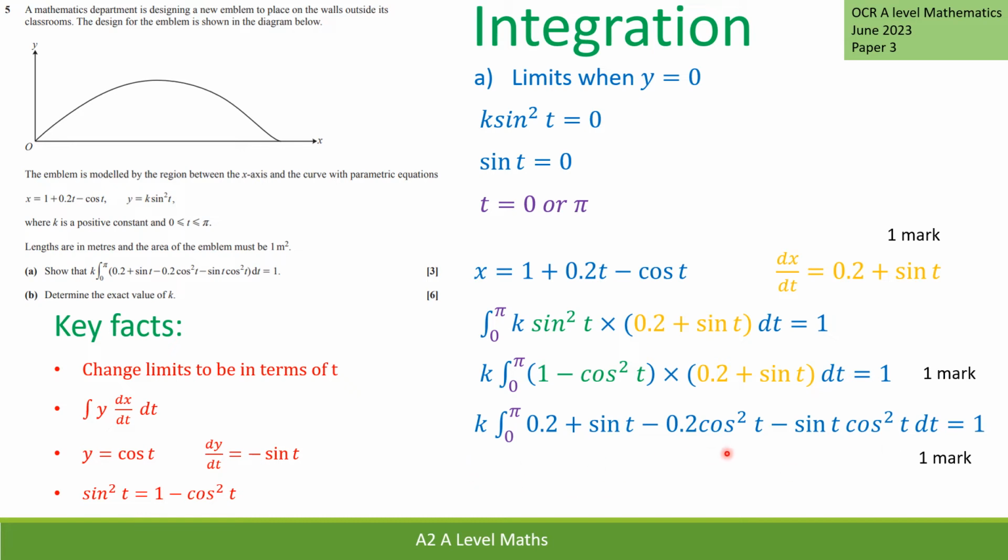And you can see from here, this is my third mark. You just need to identify that you've shown what you're trying to work out. So if you look at the question here, this is exactly the same: the integral of 0.2 plus sine t minus 0.2 cos squared t minus sine t cos squared t, all with respect to t, and that will equal 1. Remembering your limits are between pi and 0, and your constant k is at the front.